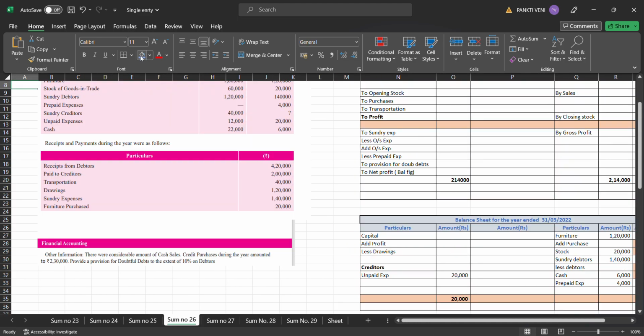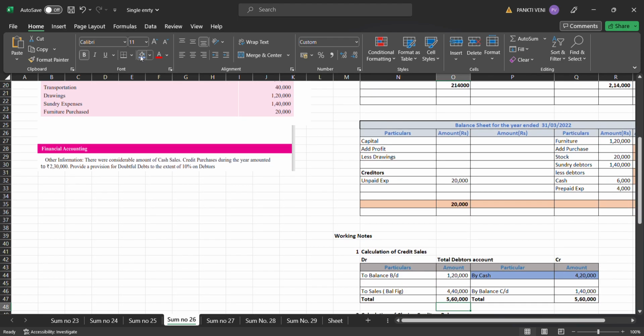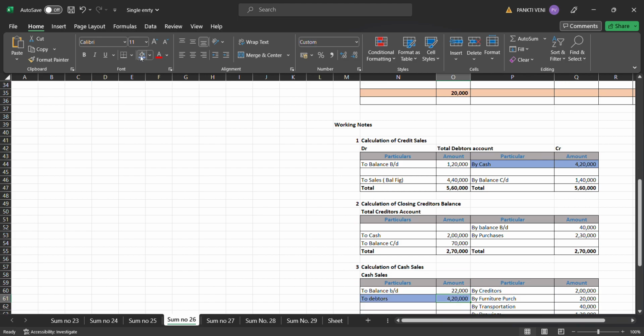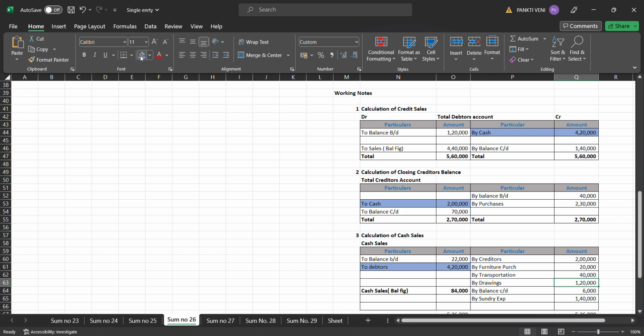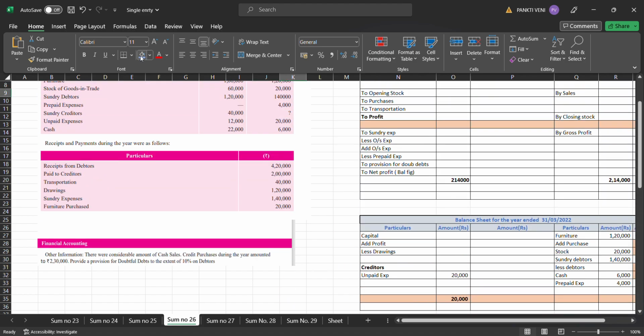Now the next part is payment to creditors, that is 2 lakh rupees. I paid creditors 2 lakh, and here also I have payment to creditors 2 lakh. What will be my journal entry? It will be creditors to cash. So in cash it will be by creditors, and in creditors it will be to cash. I have made a payment, so payment to creditors is done.